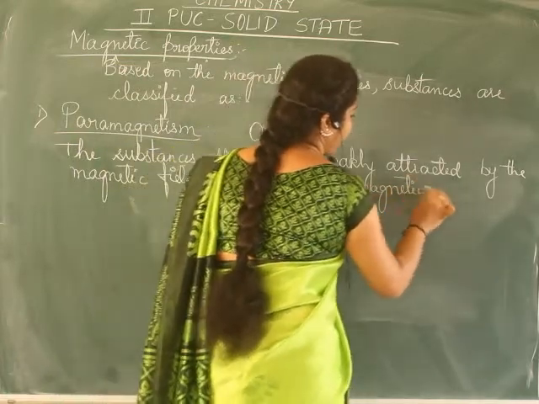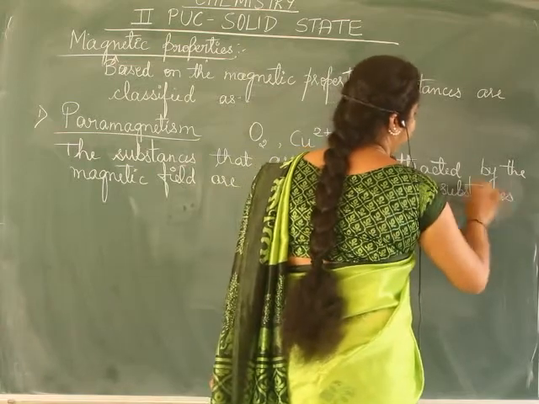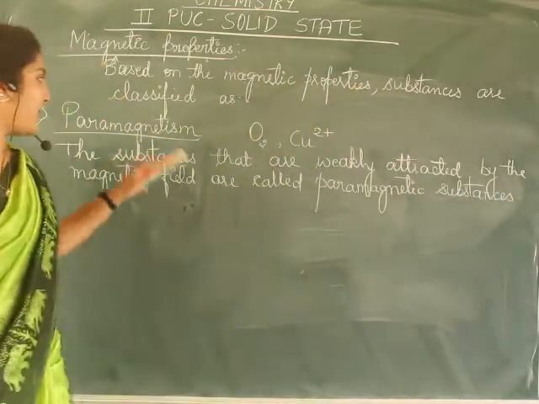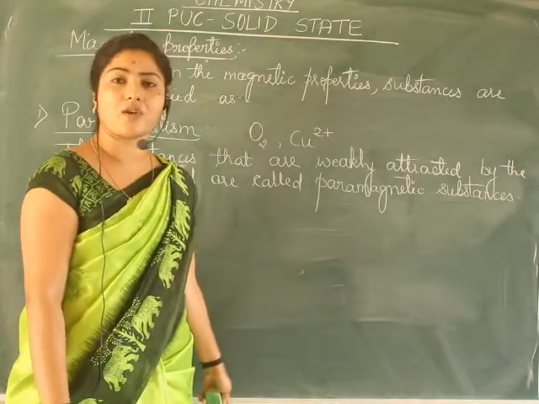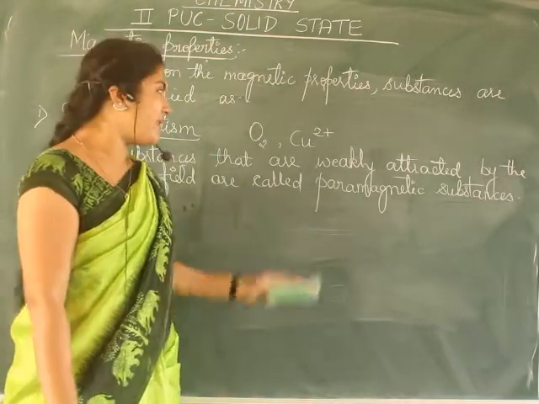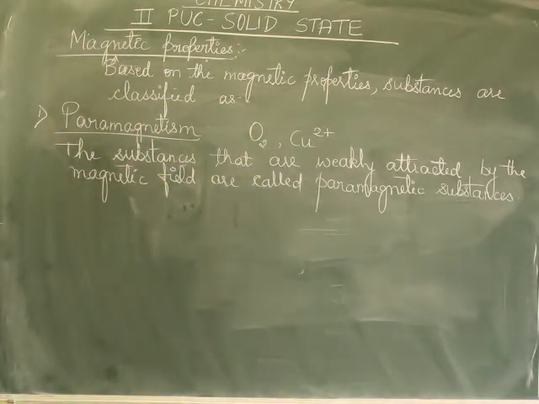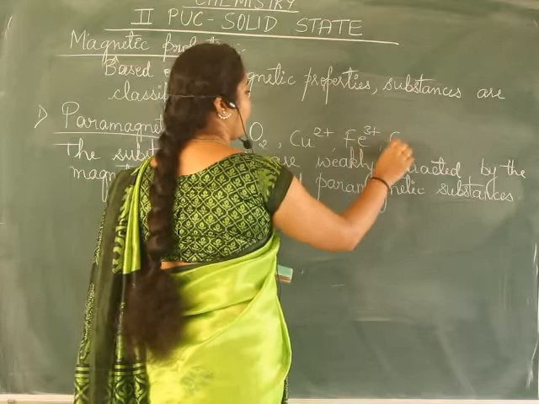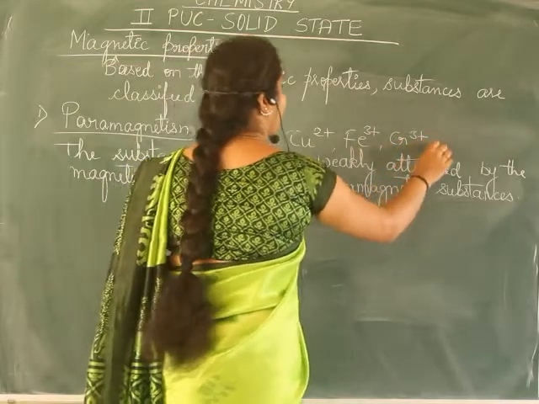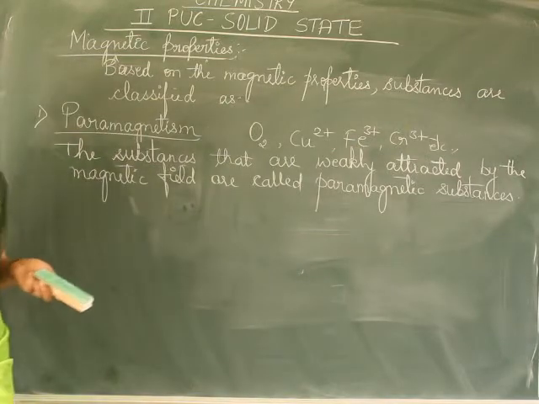Paramagnetic substances, and the property is called paramagnetism, whereas the substances are called paramagnetic substances. Examples: oxygen, Cu2+, Fe3+, Cr3+. Chromium ion, etc. are the examples for paramagnetic substances.